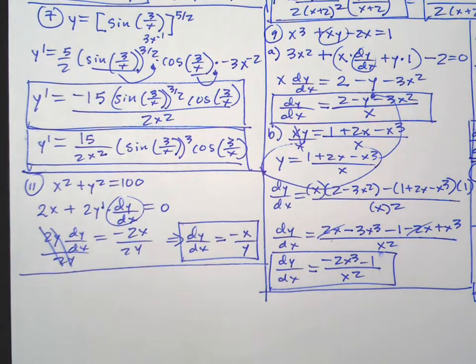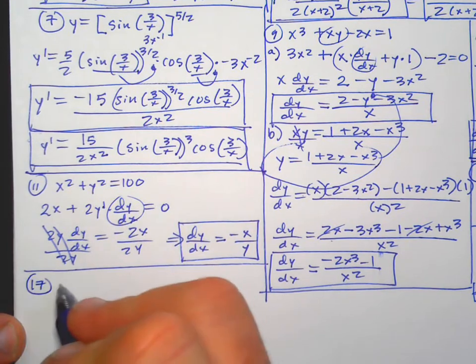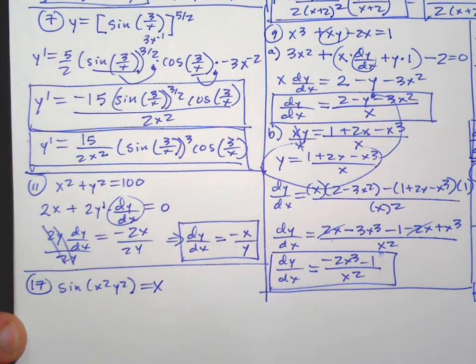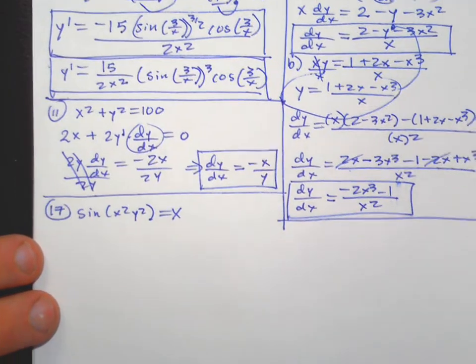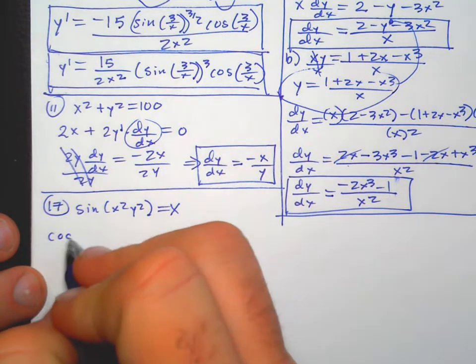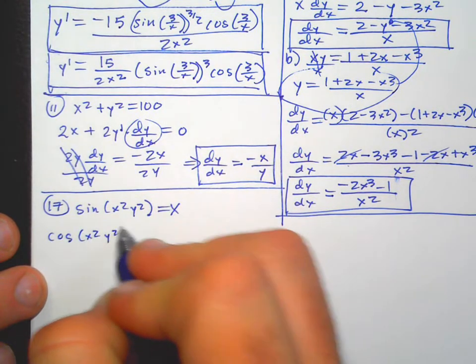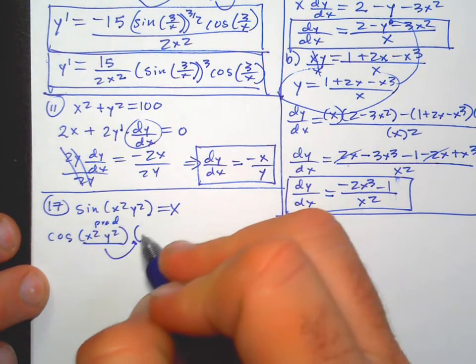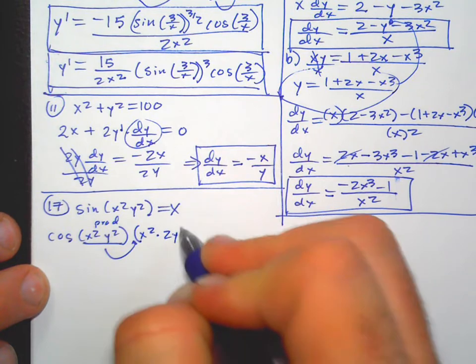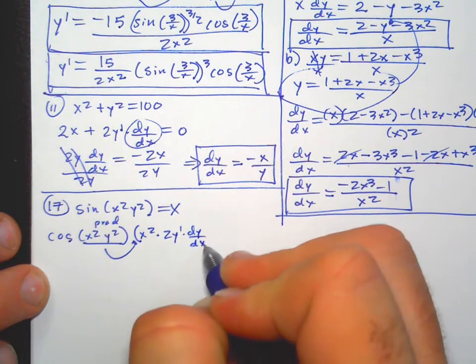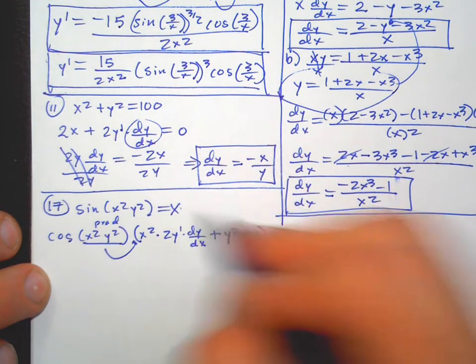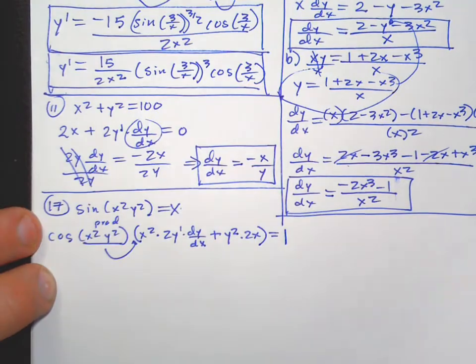All right, and 17. Last one, sine of x squared y squared equals x. So we're going to take the derivative implicitly. The derivative of sine is cosine. Leave the inside the same. Chain rule says take the derivative of what's inside. That's going to be product rule, right? So it's going to be x squared times the derivative of y squared, which is 2y dy/dx, plus y squared times the derivative of x squared, which is 2x, equals the derivative of x, which is 1. So we've done the derivative.